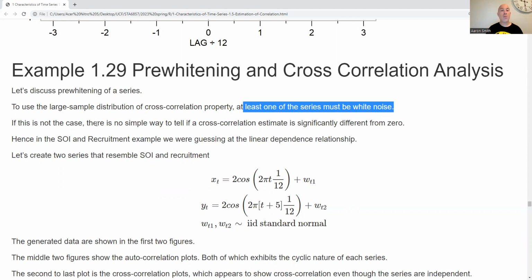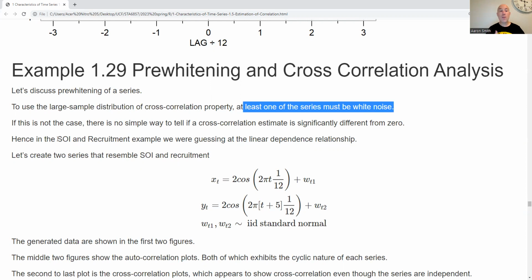If this is not the case, there's no simple way to tell if a cross-correlation estimate is significantly different from zero. Visually, we are concluding that there is something going on, but down the road, when I look at other data, I have no real simple way. I have to somehow pull in information to figure out what's going on. And so if I know that I don't have white noise somewhere, then we lose many of our tools.